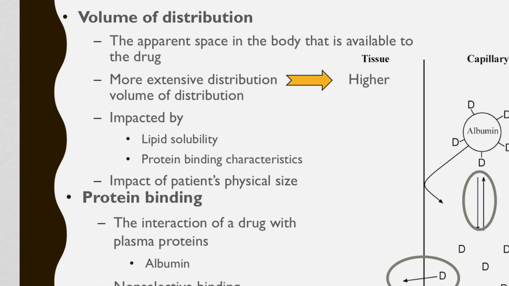Oftentimes the adipose tissue layer truly wants to absorb most of that medication, which means if the adipose tissue layer absorbs a lot of the medication that we are administering, then there's less of that medication available to distribute to the site of action. One of the things that we know about the volume of distribution, however, is that it is most often impacted by the lipid solubility of the drug or the drug's ability to bind to specific proteins within the body.